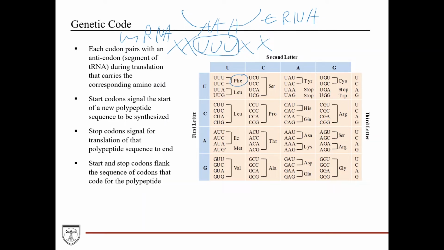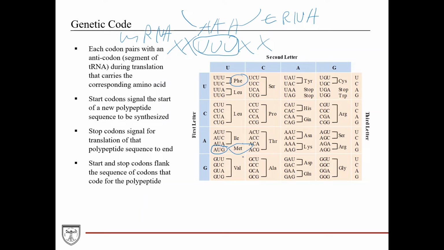Another thing we want to point out here is the start codon, AUG, which corresponds with methionine. So methionine is actually the first amino acid in every polypeptide sequence because it corresponds to the start codon. And the start codon is where polypeptide synthesis begins. So once this sequence is recognized on the mRNA, that's where the ribosome then begins translation.